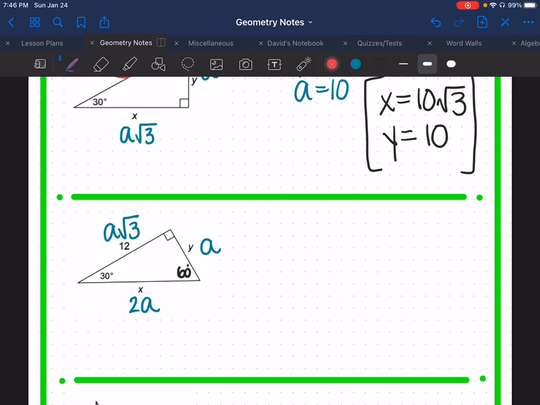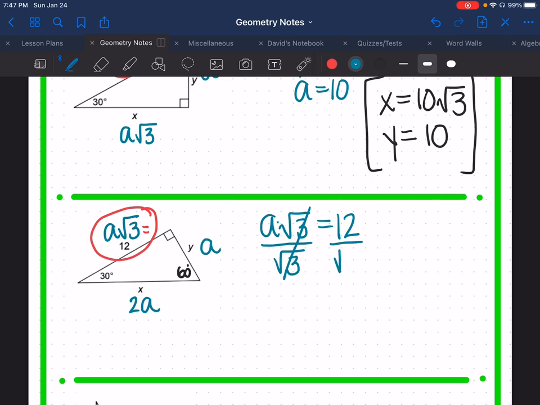Let's find the number. This time they told me that this side was 12. These two are equal. We have to solve this. So a times the square root of 3 is equal to 12. We want to get a by itself. Remember, there's that multiplication hiding in there, just like it was on the 45, 45, 90. So to get rid of the square root of 3, I'm simply going to divide by the square root of 3. What I do to one side, I must do to the other. Just like before, it does not cancel out.